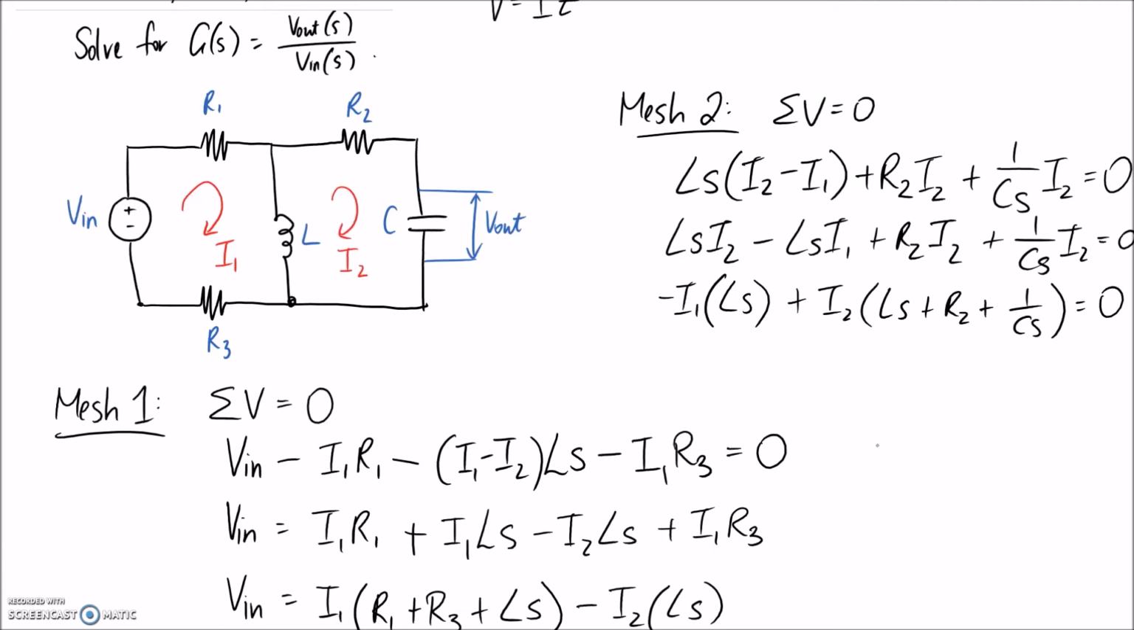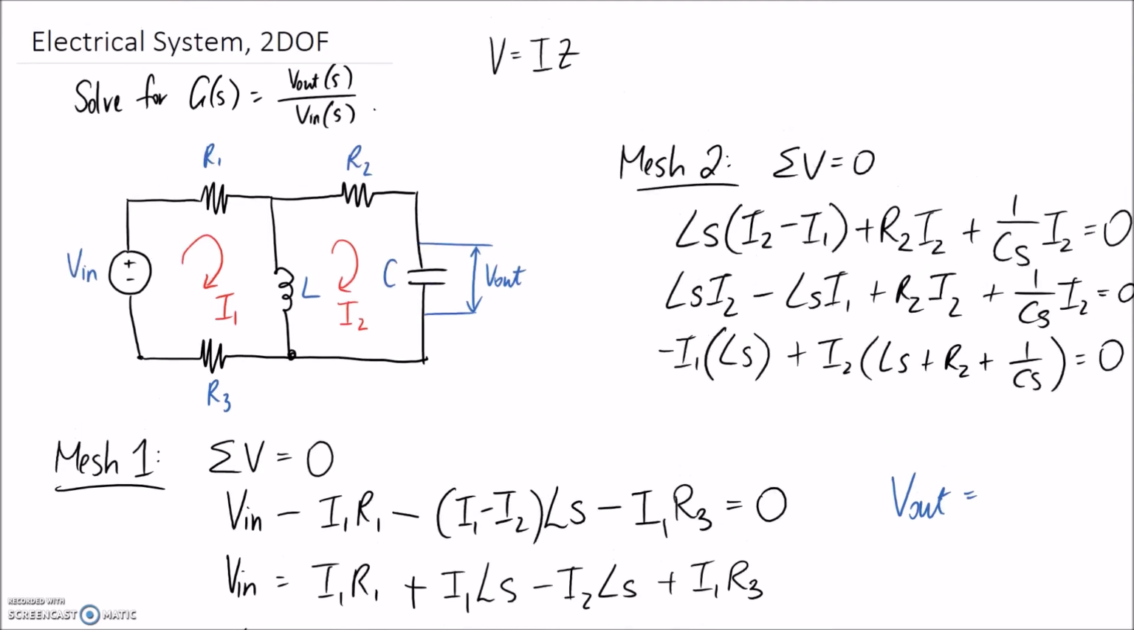Looking at our system, we're measuring V out as the voltage dropped across our capacitor. So V out is going to be equal to the current running through it, which is purely I2, multiplied by the impedance. The impedance through your capacitor is 1 on CS. So V out is equal to this, and if you rearrange it, I2 will be equal to V out multiplied by CS.